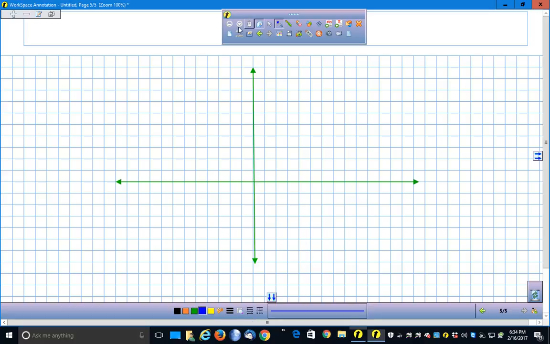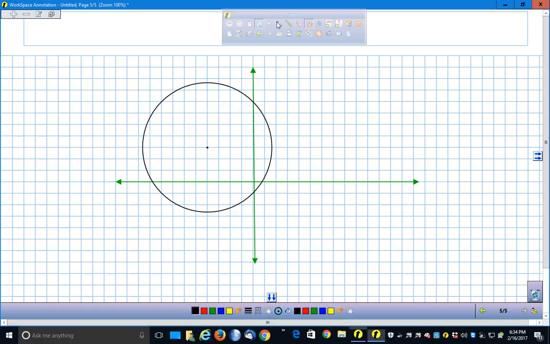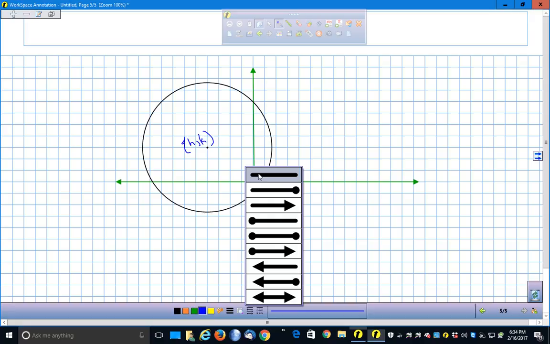Now say I have any old circle. Instead of calling this a specific radius, I'm going to call the center h, k. And I'm going to call this r, the radius of my circle. I don't want arrows on the end of that. Let's try again.